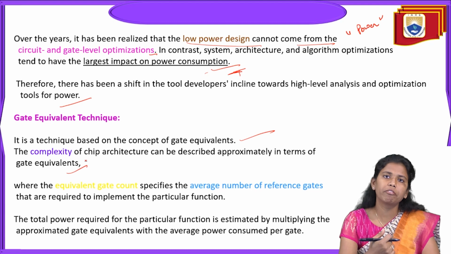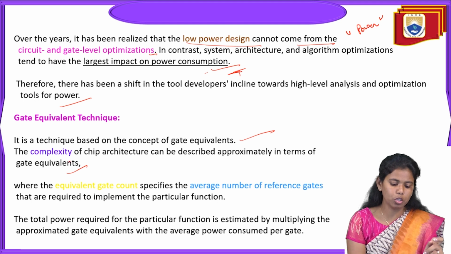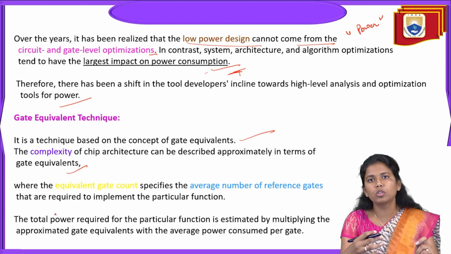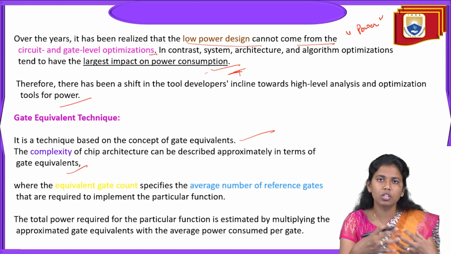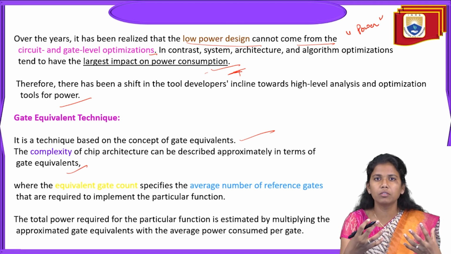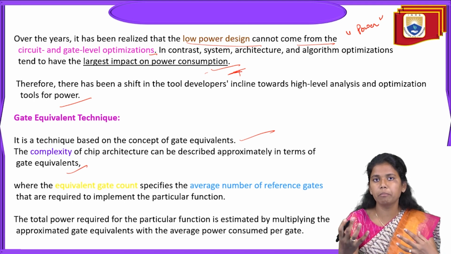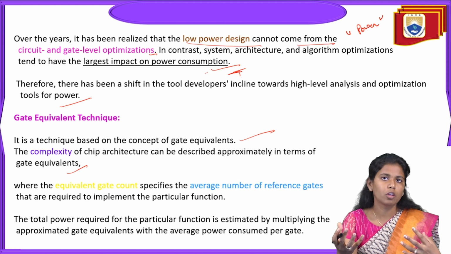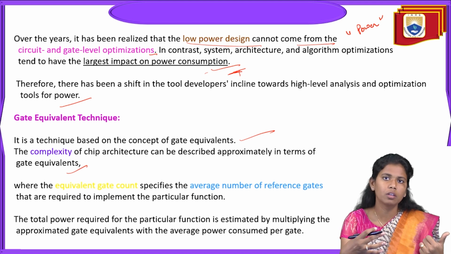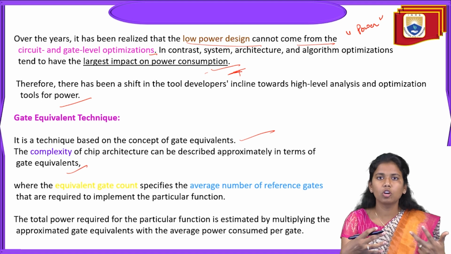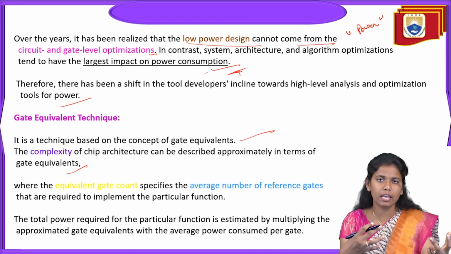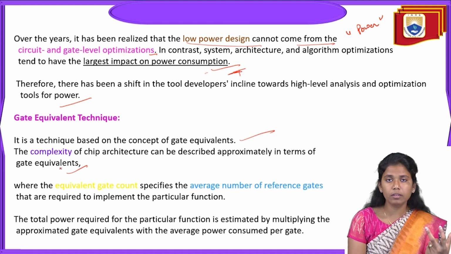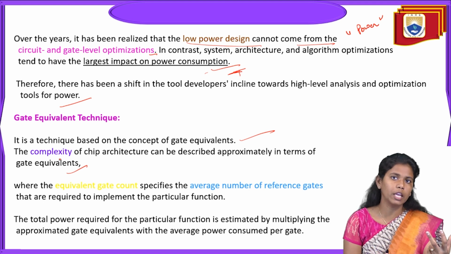So how can the gate equivalent be observed, with respect to the complexity of chip architecture? Suppose, being a designer, you have designed some digital circuit with numerous chips. What happens if you are designing that particular module with a number of chips? The complexity is maximum. The complexity could be in terms of power consumption, of interconnections, or with respect to the algorithms that you are using. In all these scenarios, we see the complexity, and it is purely based on the gate equivalence technique.